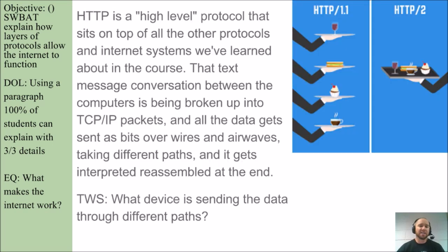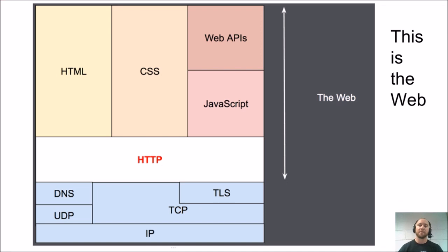So HTTP is a high-level protocol that sits on top of all the other protocols and internet systems we've learned about in this course. That text message conversation between the computers is being broken up into TCP/IP packets, and all the data gets sent as bits over wires and airwaves, taking different paths, and it gets interpreted and reassembled at the end. Think, write, share: what device is sending the data through the paths? I'll give you a hint: think back to the physical layer that I was just talking about.